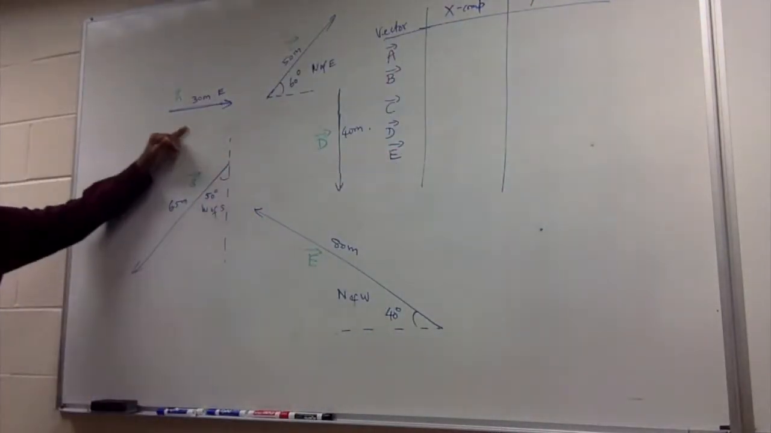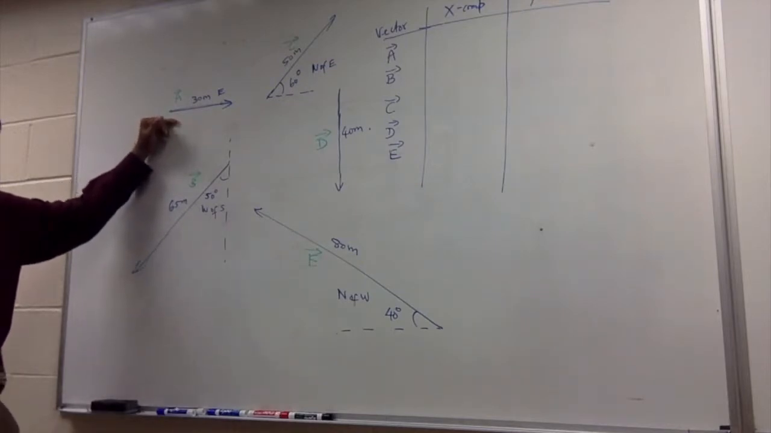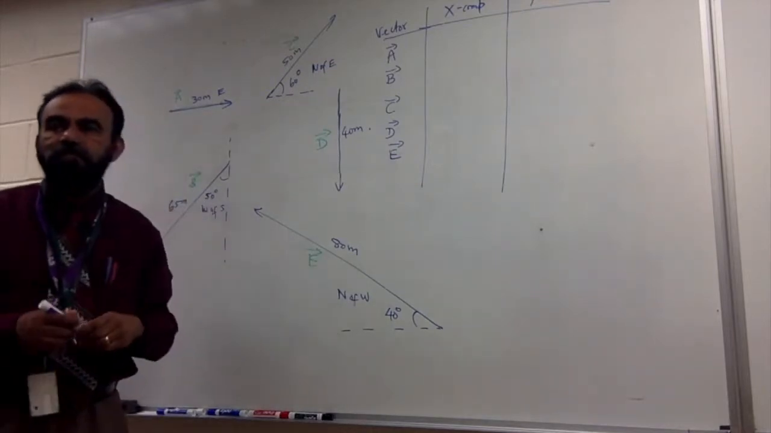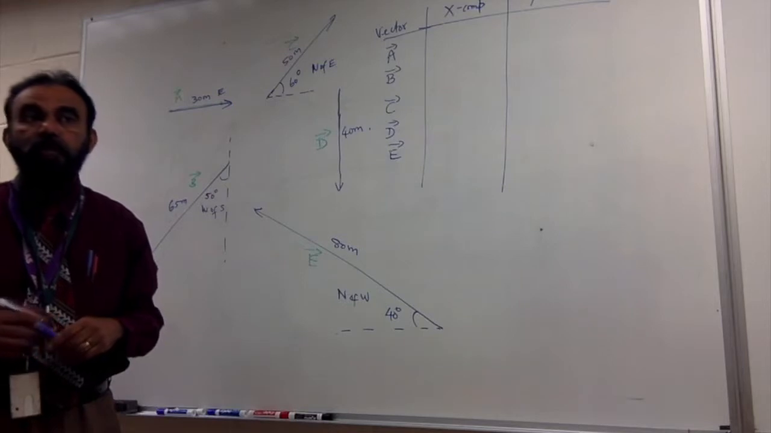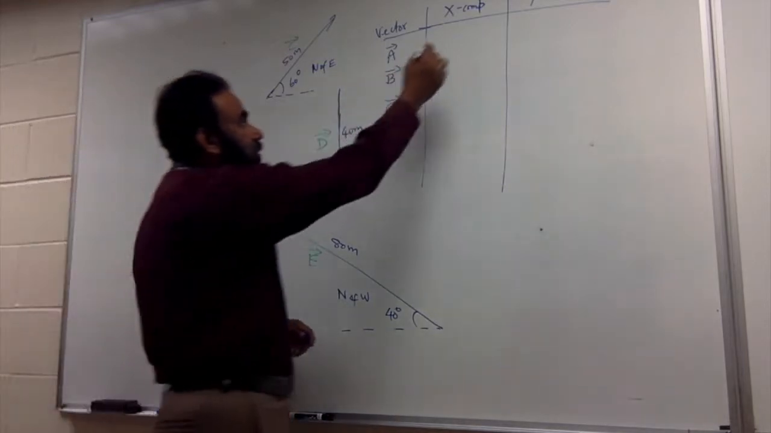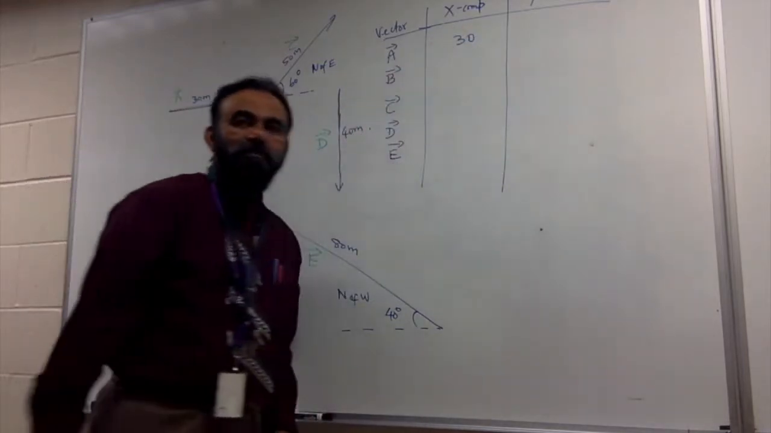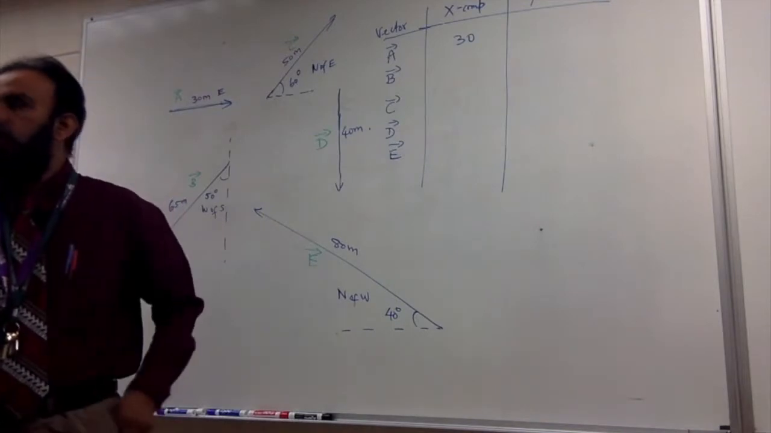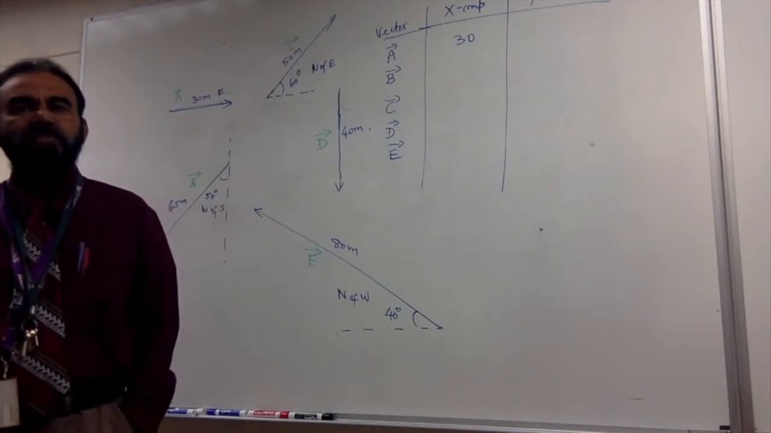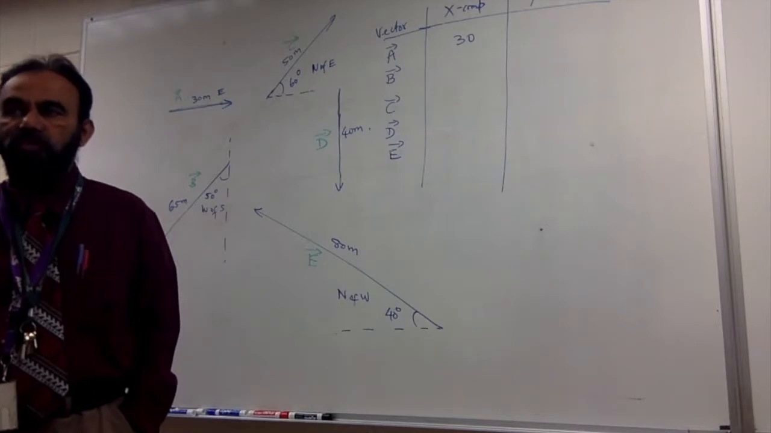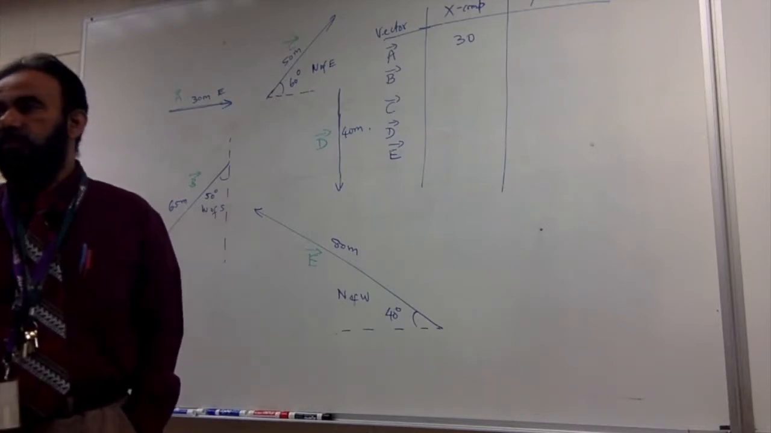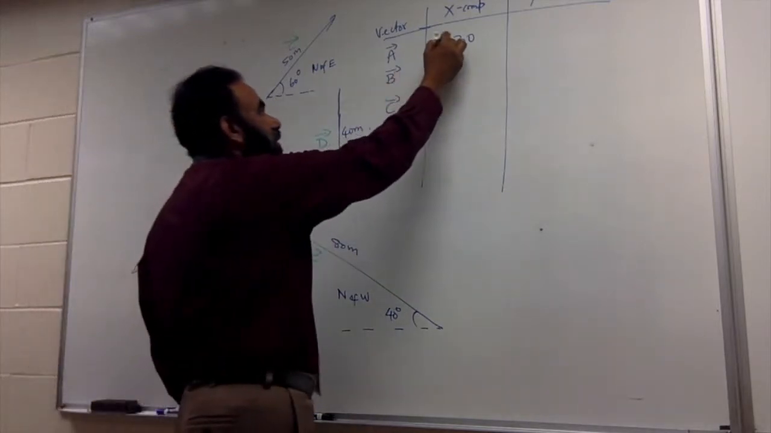So let's start with A. How much of A is along the x-axis? 30 meters. So I'm going to put 30 here. But before you do the next thing, is it positive 30 or negative 30? That should be the next thought that should come to you, because you're dropping a component. Positive? Okay, put positive.